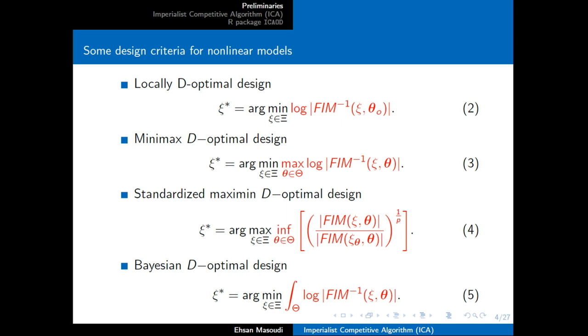In the locally optimal design approach, we do that by choosing some initial values. For minimax optimal design, we maximize over the parameter space. Unfortunately, this function is not convex or concave, so we are completely in a continuous search space. And this is the standardized maximin D-optimal design, where we use a locally optimal design again. And then we have Bayesian optimal design, where we average out the unknown parameter.